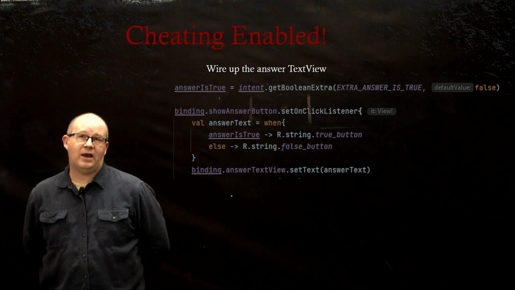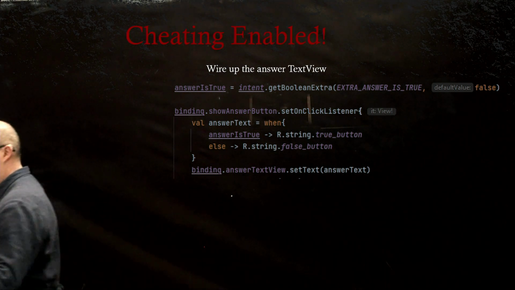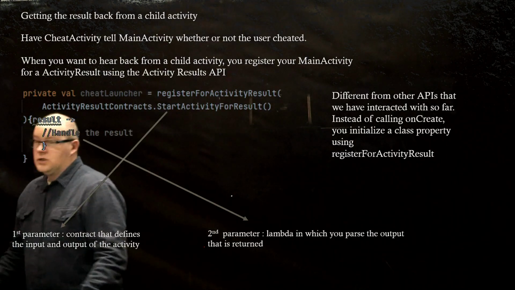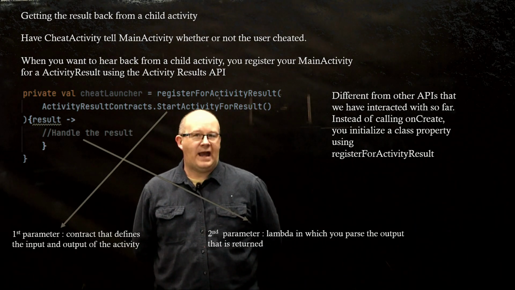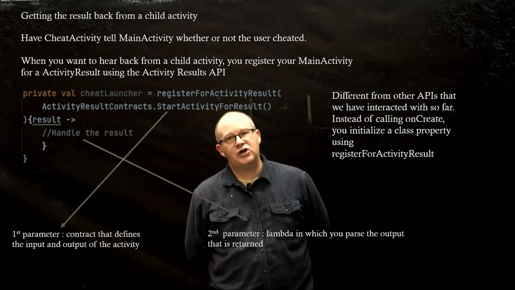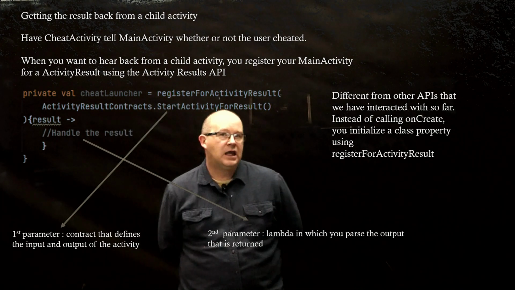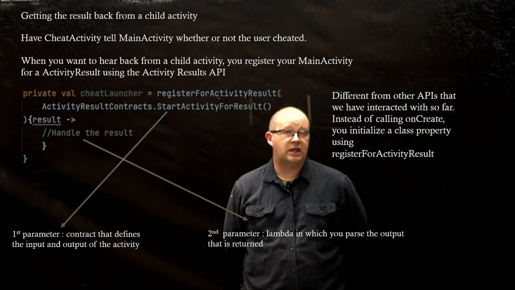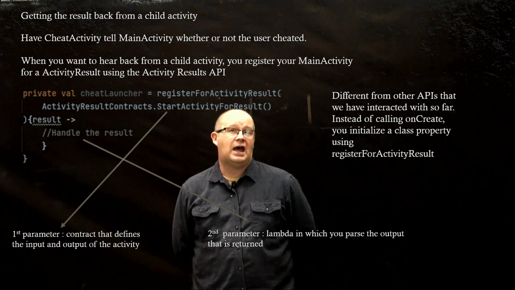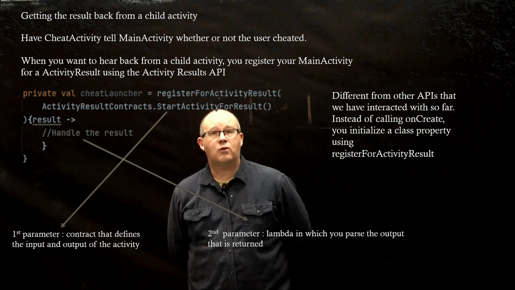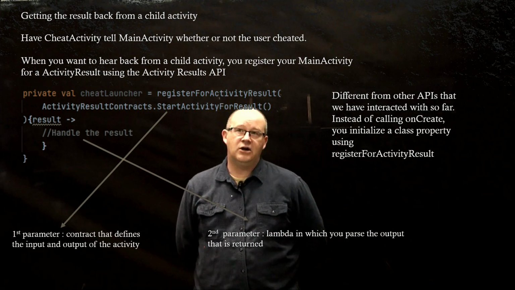And we're going to do that by having the main activity register the result from the child activity. So we're going to do this by having the child activity report back. We're going to have the main activity register for an activity result using the activity results API. Now that API is a little bit different than APIs that we've dealt with so far. In all of those, we have gone through the onCreate method in order to launch the life cycle and go through that process. But we're not going to do that here.